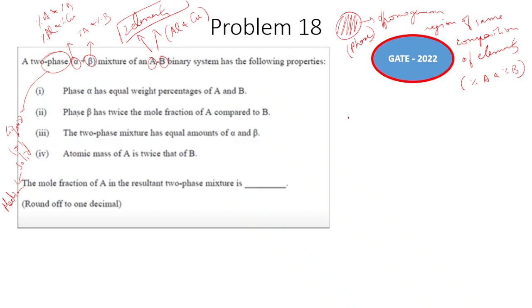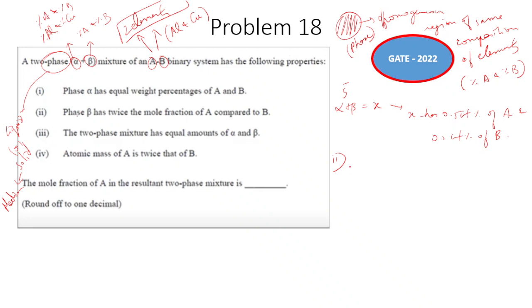We can call this alpha plus beta x. And now we can say x has 0.5 weight fraction of A and 0.5 weight fraction of B. That is the first data that is given. The second data that is given is that phase beta has twice the mole fraction of A as compared to that of B.